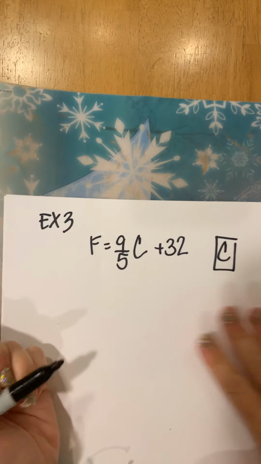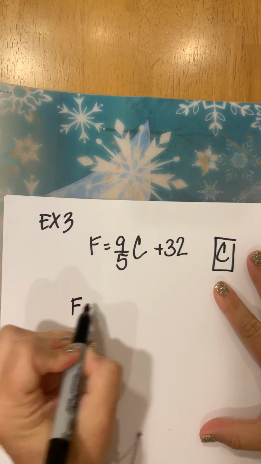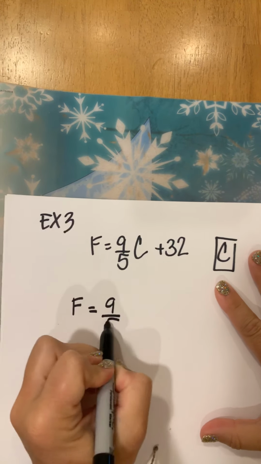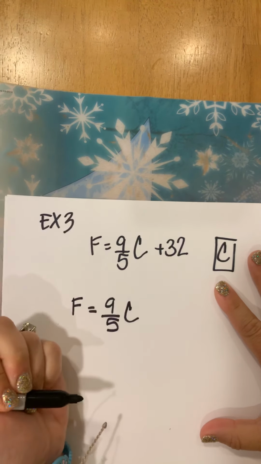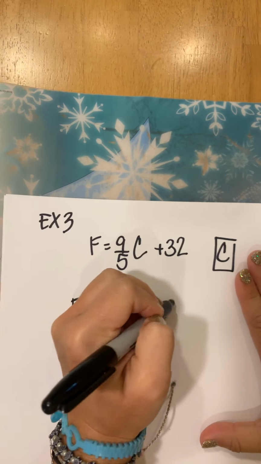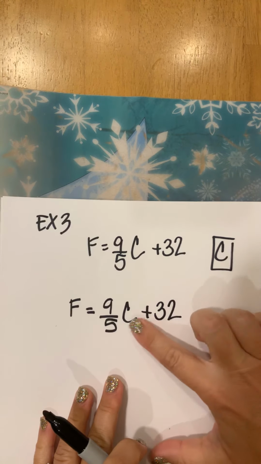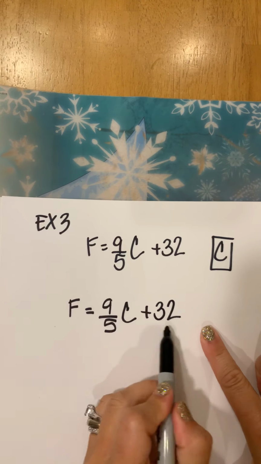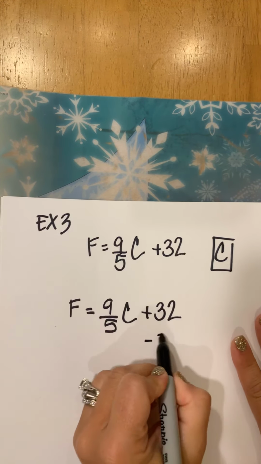All right, so again, I'm going to rewrite F equals 9/5 C plus 32. And again, remembering that that C is kind of stuck in place. I want to get rid of this first.